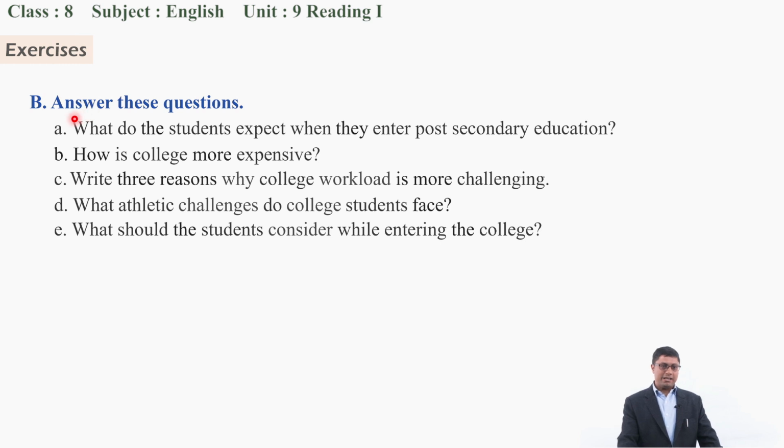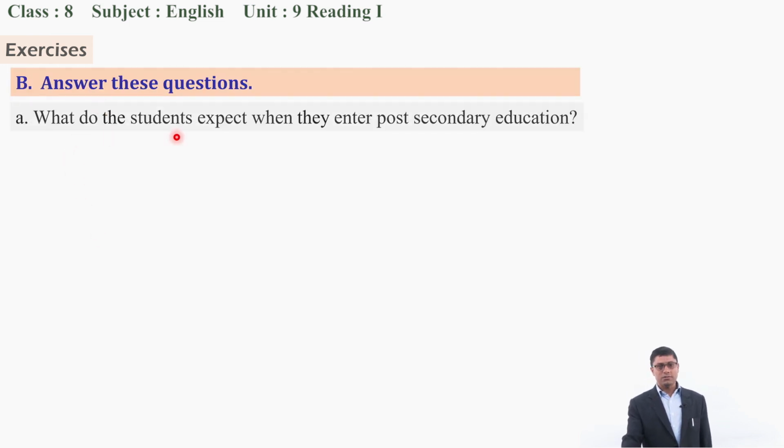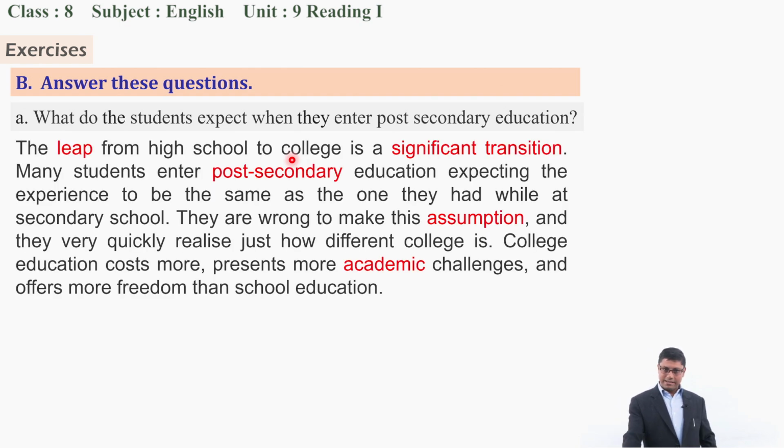So, now we are going to do the next exercise, that is B. Answer these questions. You have 5 questions there and we'll do these questions one by one. So, look at the first question. What do the students expect when they enter post-secondary education? Please try to find the answer from your textbook. Do you know where the answer lies in your textbook? It's in the very first paragraph. Now can you guess where it is? Right, just look at the highlighted part here.